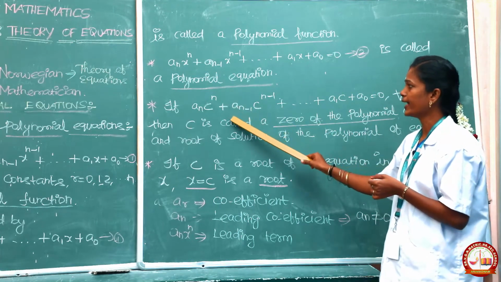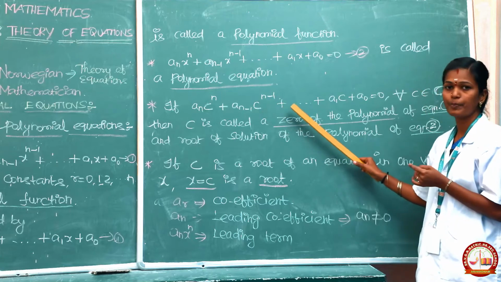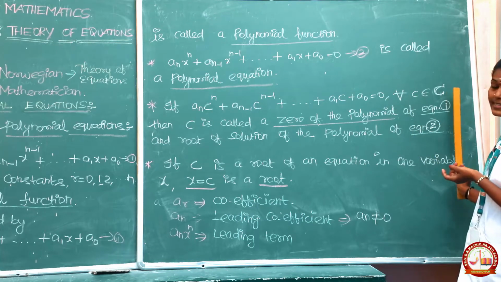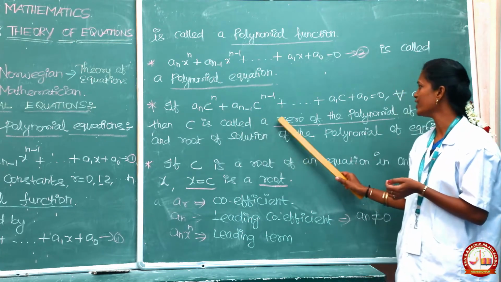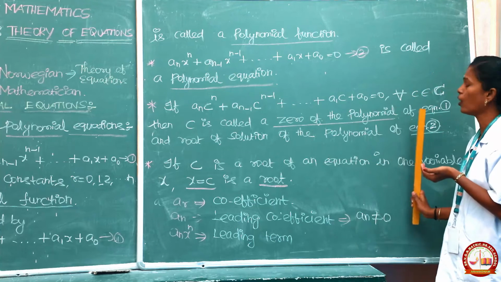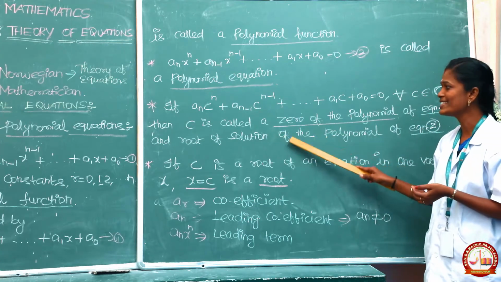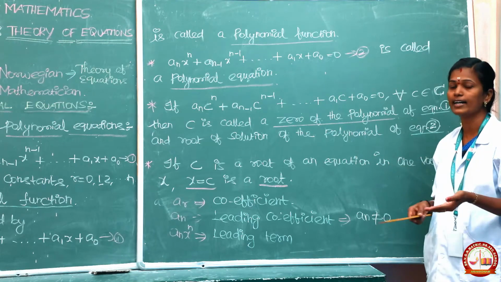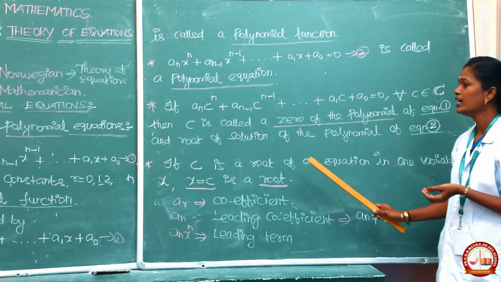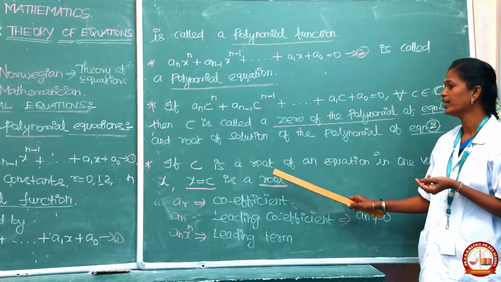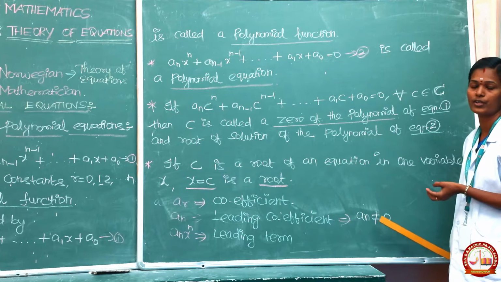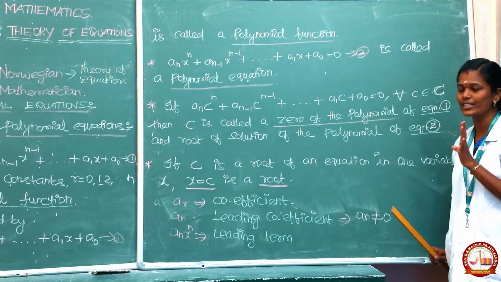If a_n c power n plus a_(n-1) c power n minus 1 plus etc. plus a_1 c plus a_0 equals 0, for c belonging to the complex numbers, then c is called a zero of the polynomial in equation 1 and a root or solution of the polynomial equation 3. c is called the zero of the polynomial and it is also called the root of the polynomial. If c is a root of an equation in one variable, x equal to c is a root. a_r is called a coefficient, a_n is called the leading coefficient where a_n is not equal to 0, so it is a non-zero polynomial.